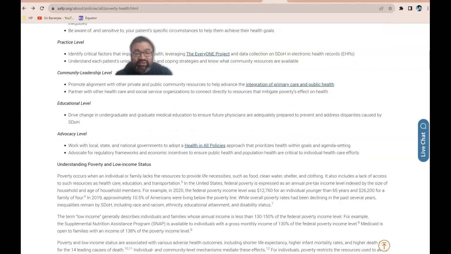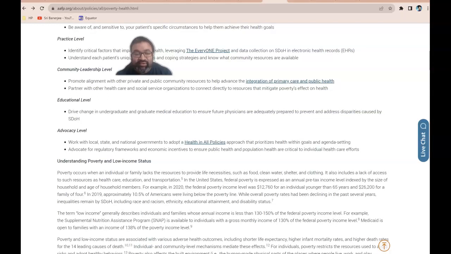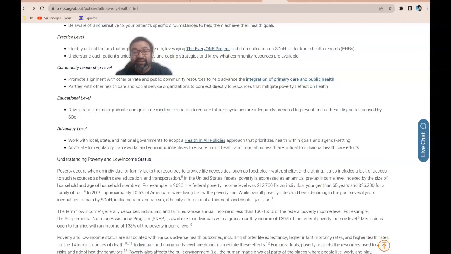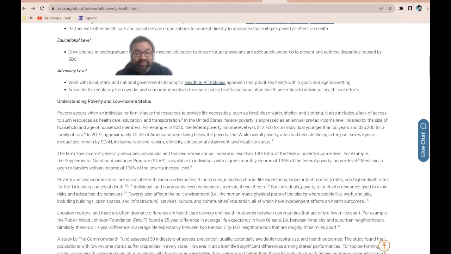So, understanding poverty and low income status: the federal poverty income level was 12,760 as of 2020, and 26,200 for a family of four. And as you can see, the poverty line and level are already very low. Low income is defined as less than 130 to 150% of the federal poverty income level. For the Supplemental Nutrition Assistance Program, SNAP, a gross monthly income of 130% of the federal poverty line is where you are eligible for SNAP benefits. Medicaid is 138% of the federal poverty line.